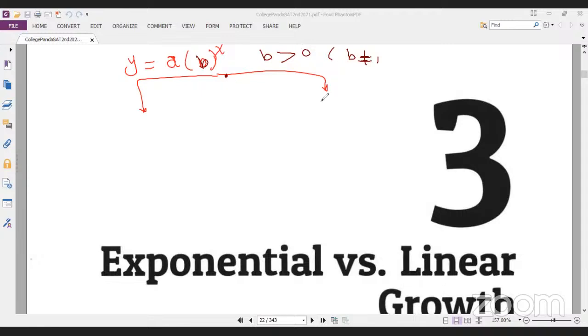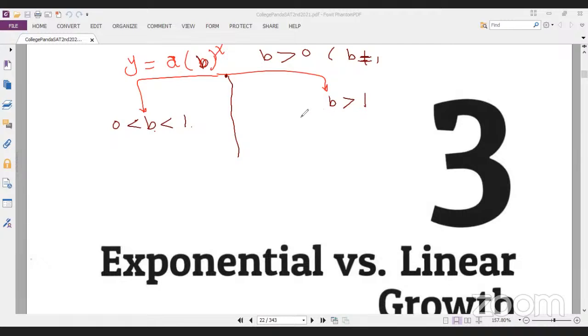Also b must be more than 0, that means it cannot be 0 or negative as well. Here we have, as an example, b is more than 1, or b is less than 1, and also cannot be 0. b more than 0 and b less than 1. These are the two cases here. With a numerical example, please. Shall we go?